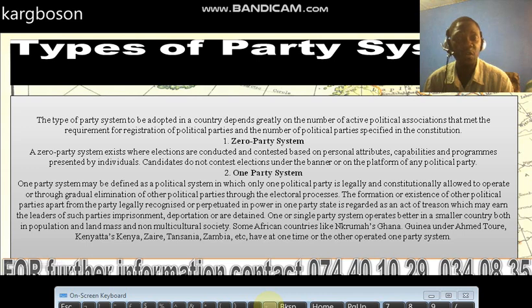The existence of any other political party is considered illegal by law, and the leaders can even be imprisoned. They will even consider it a treason offense. So that is what happens with a one-party system.